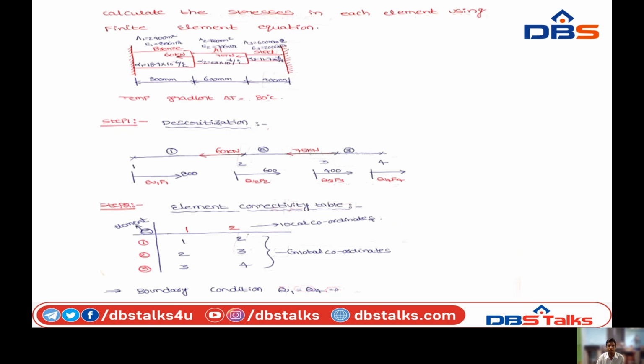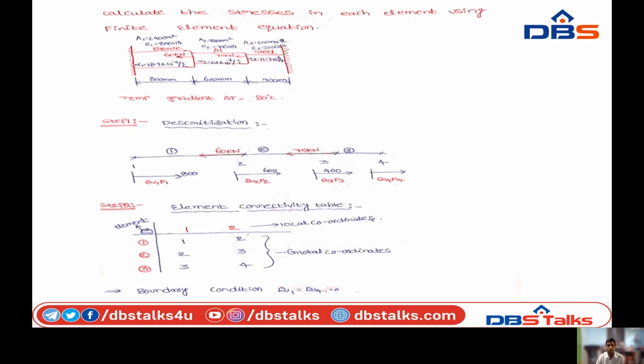Here, the lengths for the different elements. The first one is 800 mm, the second one is 600, the third one is 900 mm. He has also given a temperature change, that is delta T is 80 degrees Celsius. So this problem is related to a stepped bar, a one-dimensional bar element.